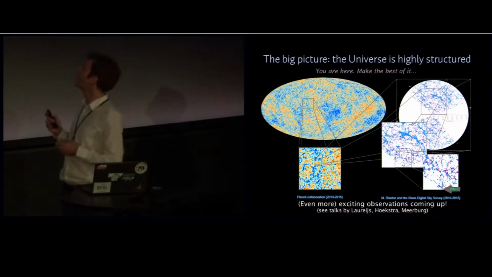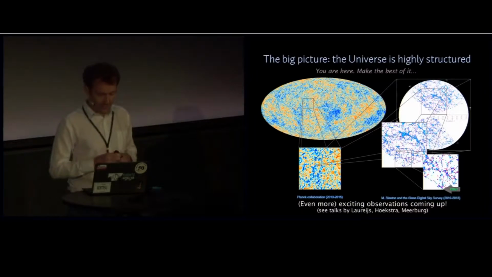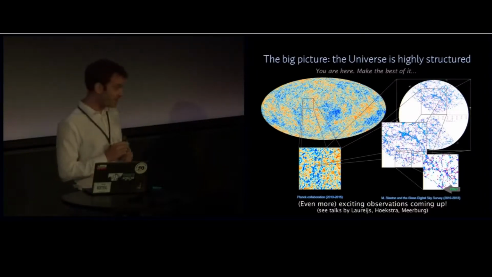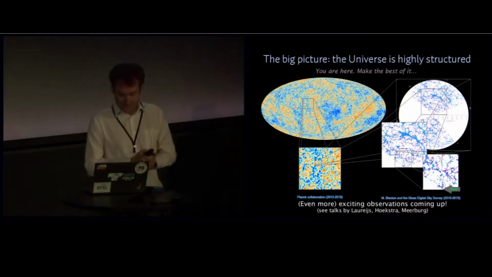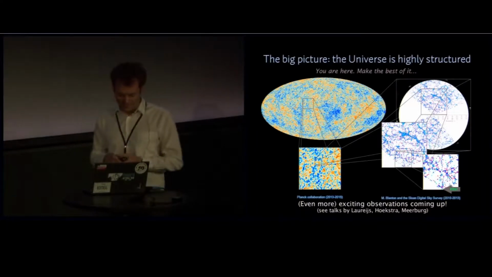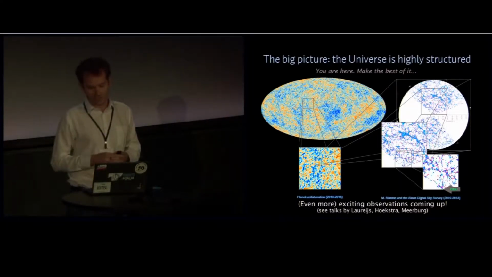For example, one of these structures here is the Sloan Great Wall, one of the largest structures known in the universe as of now. These are existing observations. Of course, even more exciting observations are coming up, not the least of which is the Euclid satellite. So the question is, how do we make sense now of this structure?